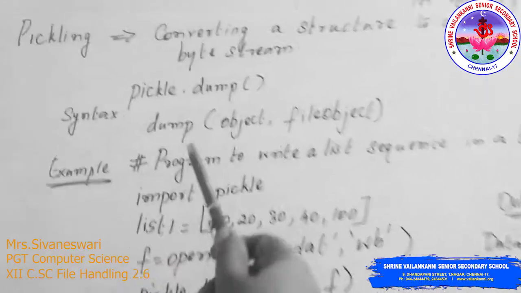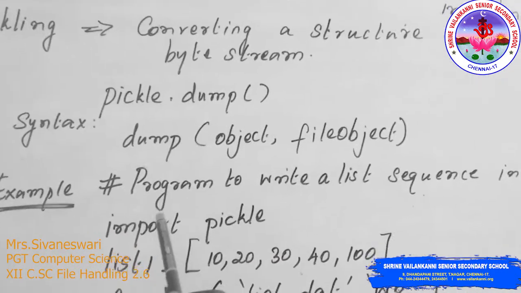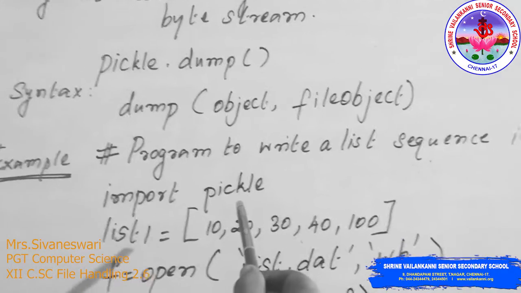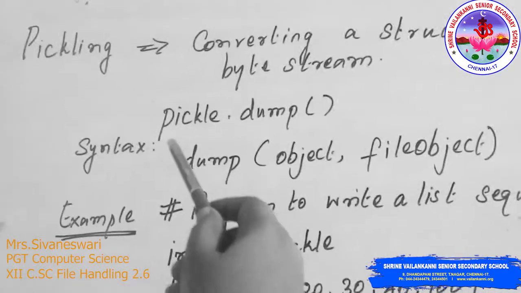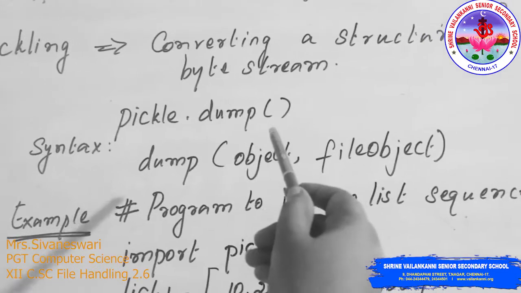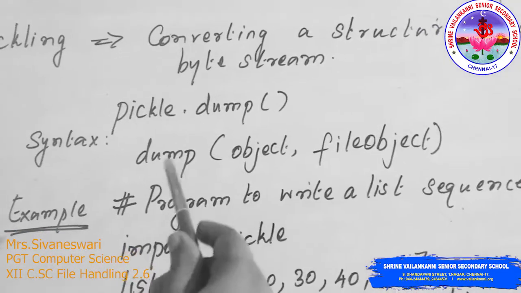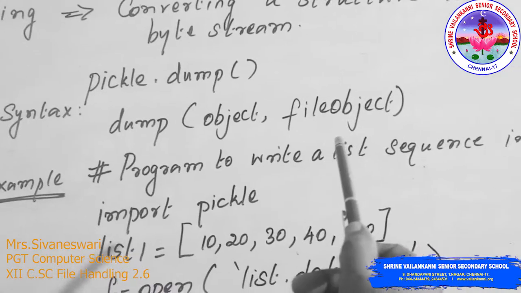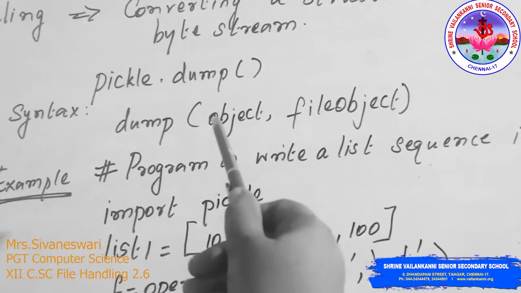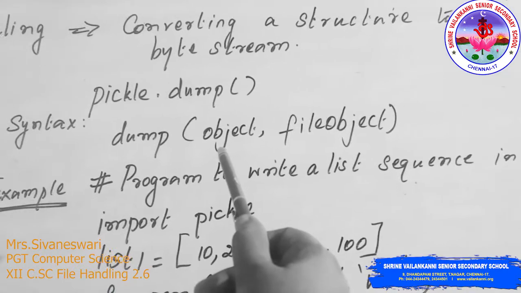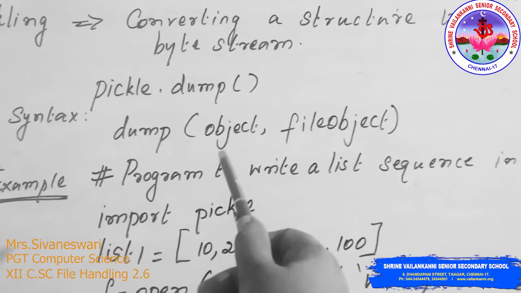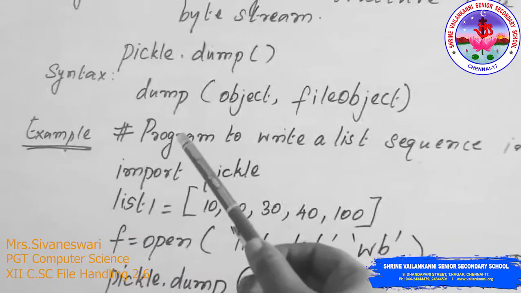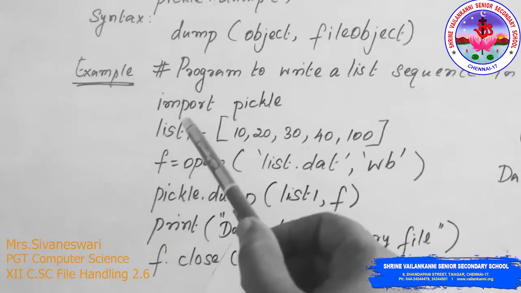So the first statement will be import pickle, to use the dump method. Here pickle.dump is the method which we are going to use. The syntax will be dump of object comma file object, or file handle. Here this object will refer to any list or dictionary or any object which we have as input. Let's see an example.